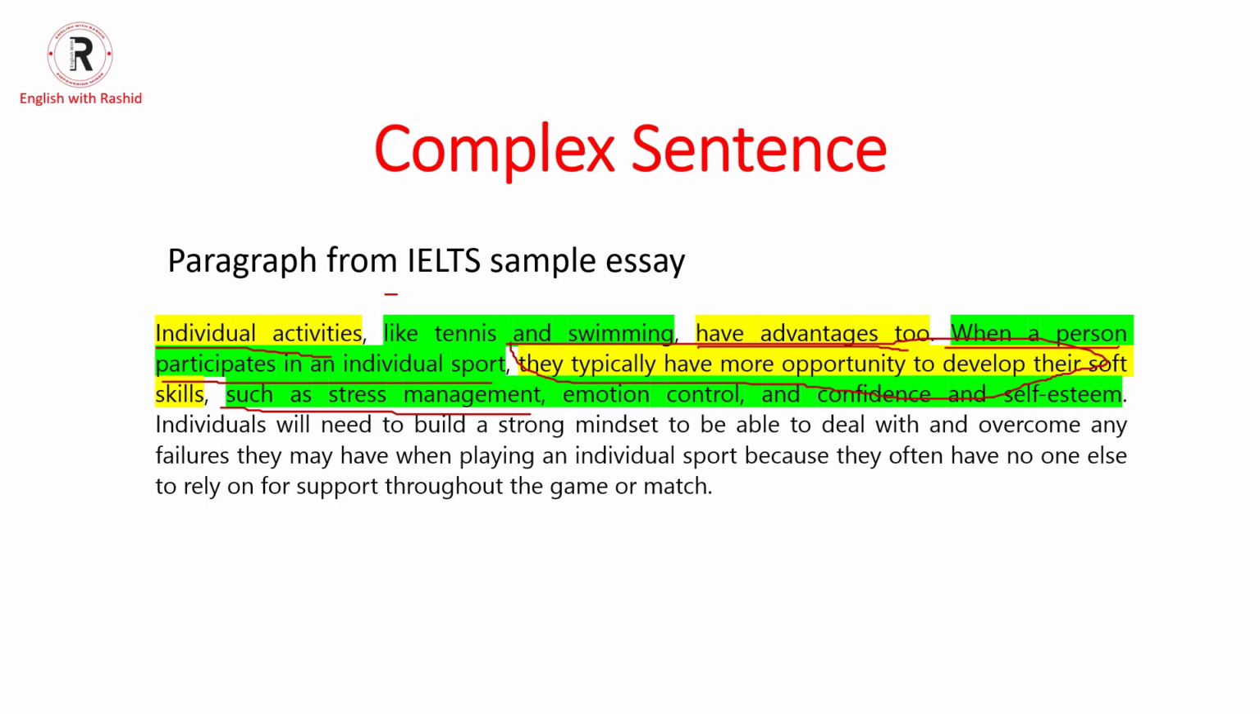So if you read it together, you see how the flow is being created. For example, individual activities like tennis and swimming have advantages too. When a person participates in an individual sport, they typically have more opportunity to develop their soft skills such as stress management, emotion control, and confidence and self-esteem.